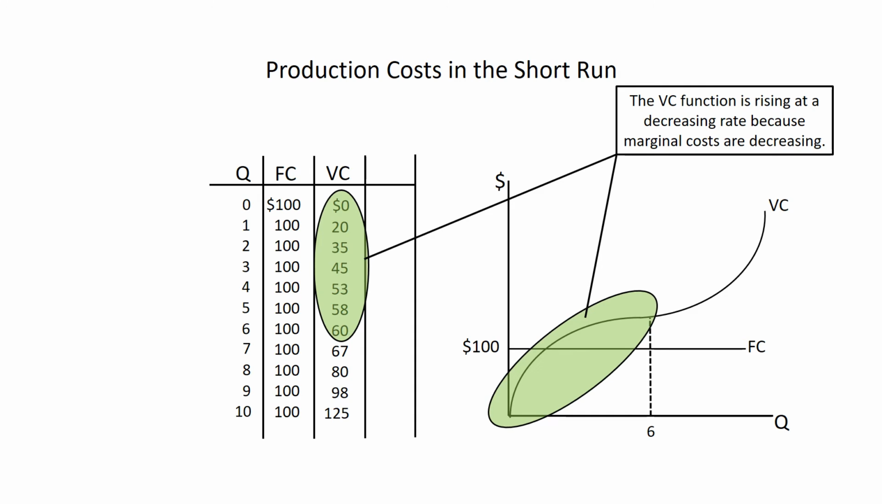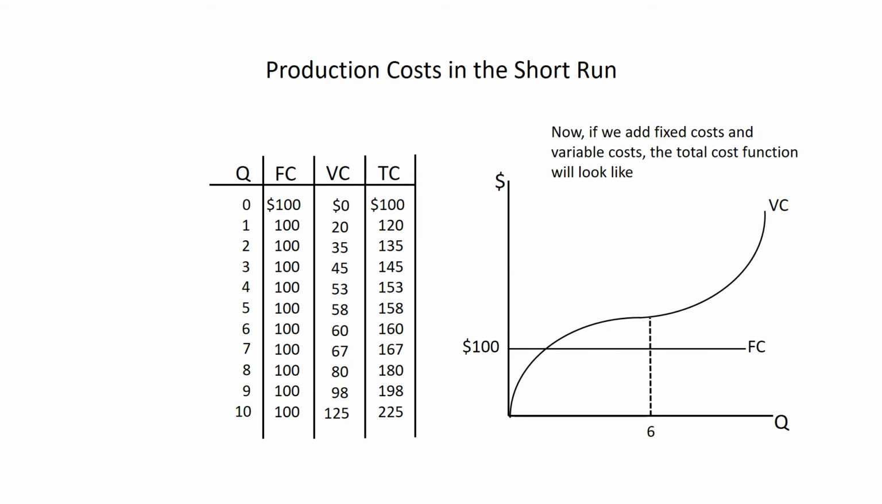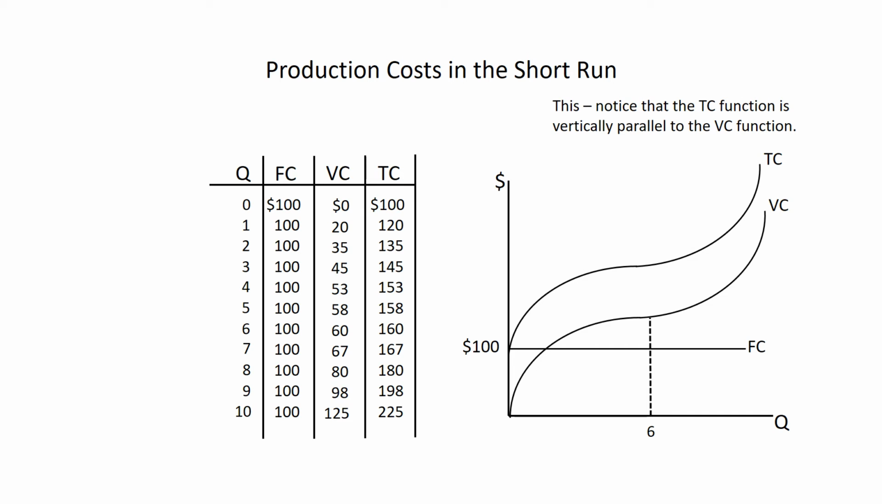In the area shaded in green, we can see that the variable cost function is rising at a decreasing rate because marginal costs are decreasing. In the area shaded in red, the variable cost function is rising at an increasing rate because marginal costs are increasing. Now, if we add fixed costs and variable costs, the total cost function will look like this. As you already know, the total cost function is vertically parallel to the variable cost function.